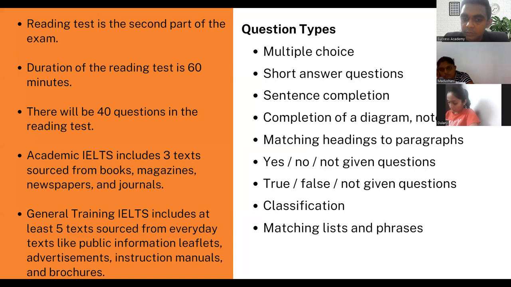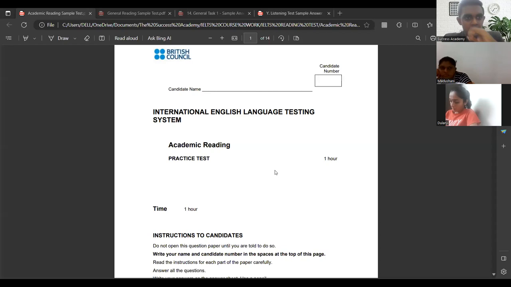All right. Now I'll show you an example of an academic reading test. This is what an academic reading test looks like.